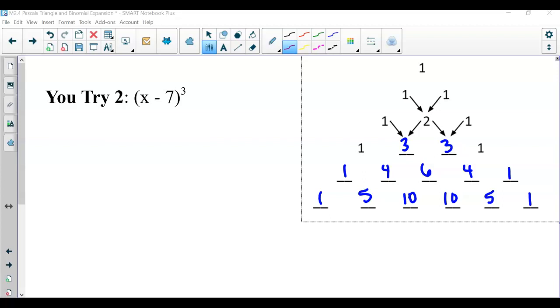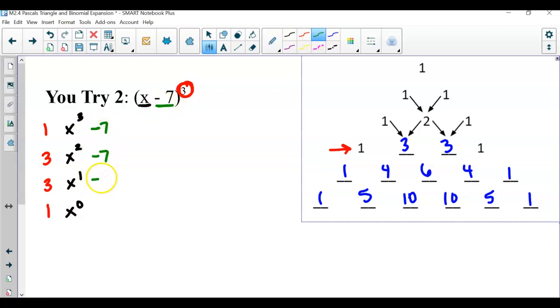So notice how we have x minus 7 being raised to the third power here, which means the row you should have used is 1, 3, 3, 1 for your coefficients. So 1, 3, 3, 1. Then listing your terms. So I have x first, and then x to the third, 2, 1, 0. So then the next is negative 7. So negative 7, but now bottom up. So 3, 2, 1, and 0.